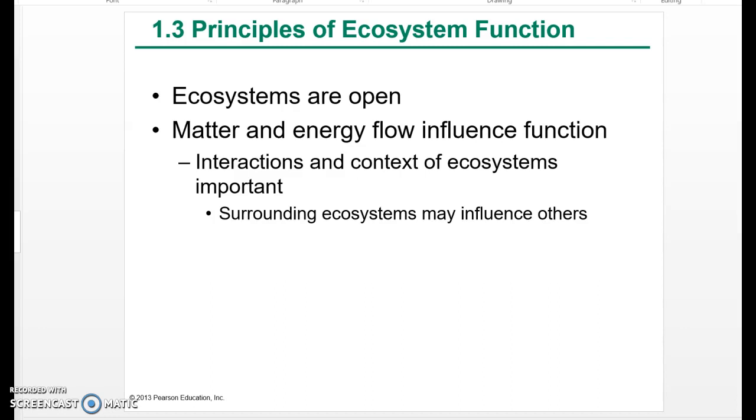Ecosystems are open, so matter and energy flow influence the function, interactions, and content of ecosystems, which is really important. While we think there might be boundaries that are drawn, that's not really true. In ecosystems, don't forget, matter and energy can flow through the surrounding areas. For example, heat and streams can flow in and out of an ecosystem. There are gains and losses of matter and energy, which influences, of course, ecosystem function.